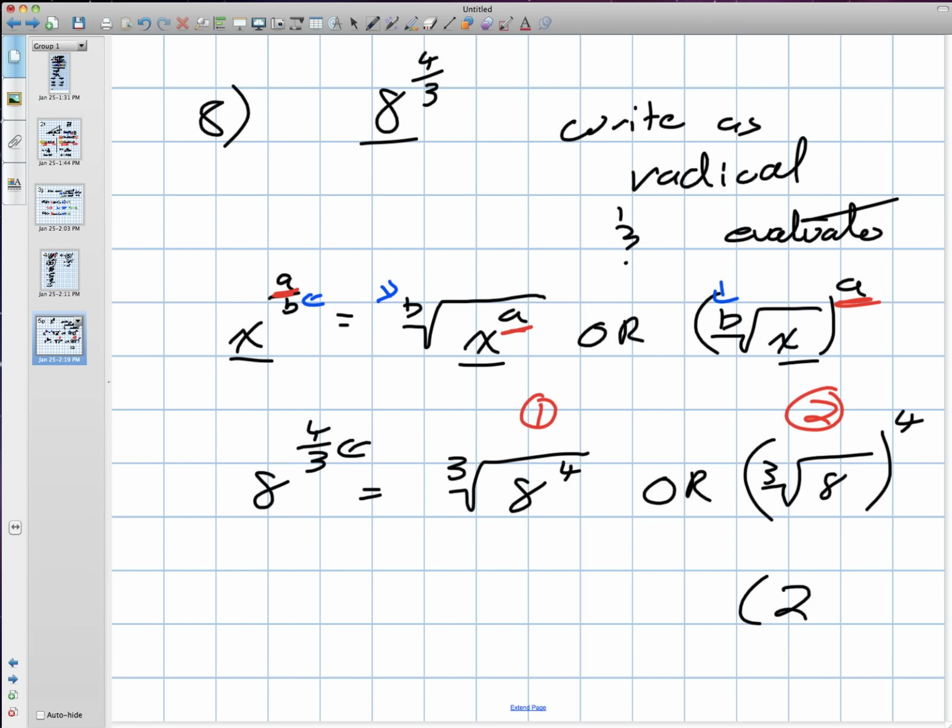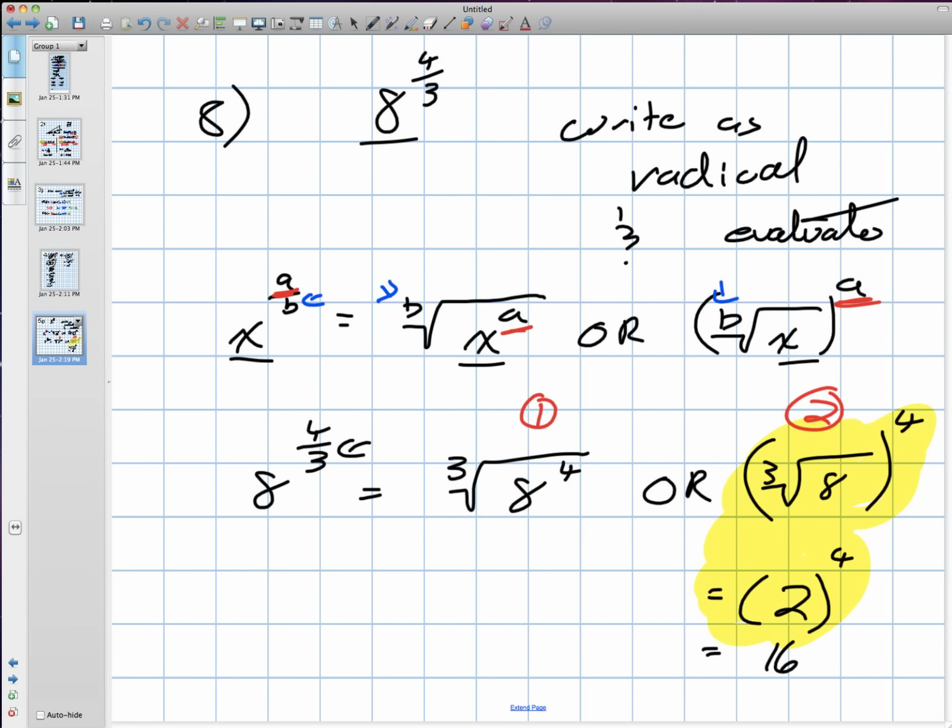So the third root of 8 is the number 2, because 2 to the power of 3 is 8. Now to the power of 4. Well, 2 to the power of 4 I can solve also. 16. So this is the way I would have liked you guys to evaluate this. You got 16, I got 16.